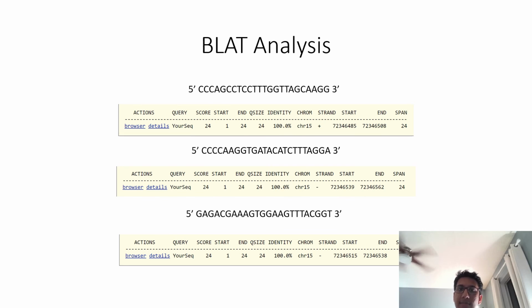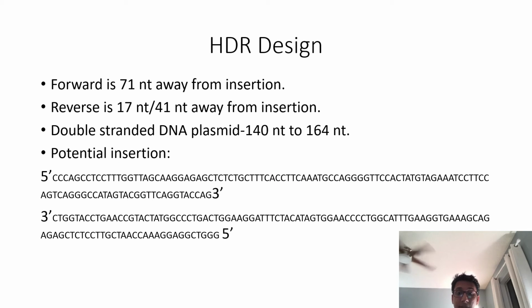show pretty good efficacy. So in my homology-directed repair design for my forward strand, my reverse strand, I have both of them listed here, with the forward being 5' to 3' and the reverse being 3' to 5'. My insertion for my forward strand is 71 nucleotides away, and like I said, you don't really want it to be more than 10 nucleotides away, so that does show some potential problems. My reverse can be either 17 or 41 nucleotides away. The 17 is actually pretty good. The reason there's 2 is because, remember, I have 2 reverse guide RNAs that could cut at 2 different sites.